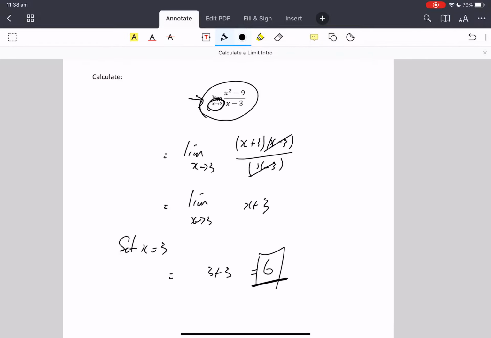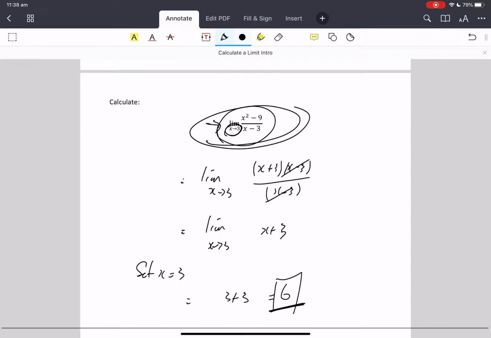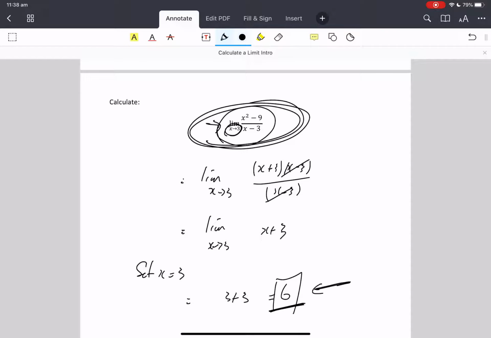So we've found out that even though we can't set x equal to 3, if we could, the value of the function would be somewhere around 6. Well, it probably will be 6. But we can't do it by setting x equal to 3.